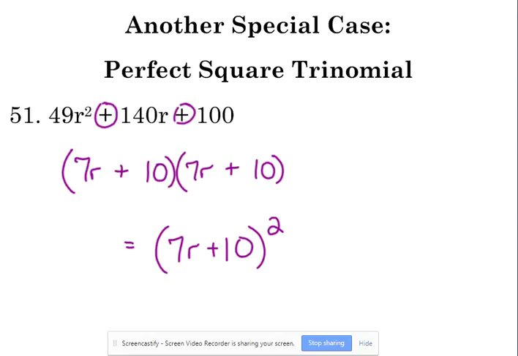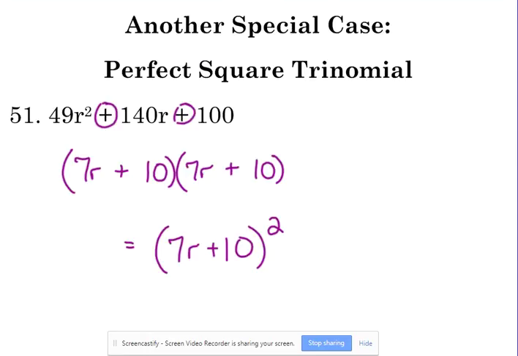Notice this middle term, the 140r, is always going to be 2 times the square root of these two numbers. Okay, the square root of 49 is 7, the square root of 100 is 10. So 2 times 7 times 10 is what gives you the 140.